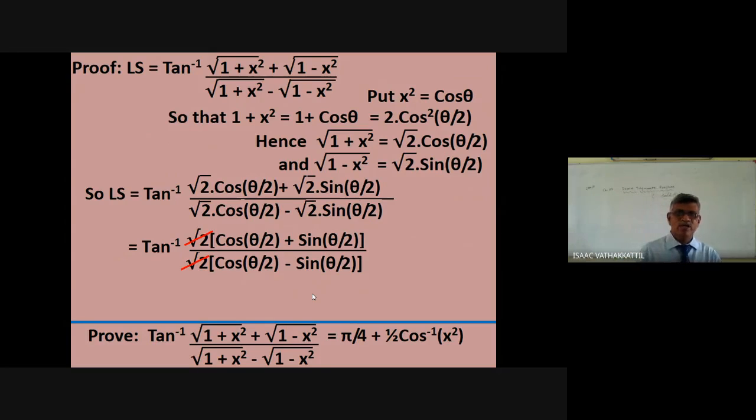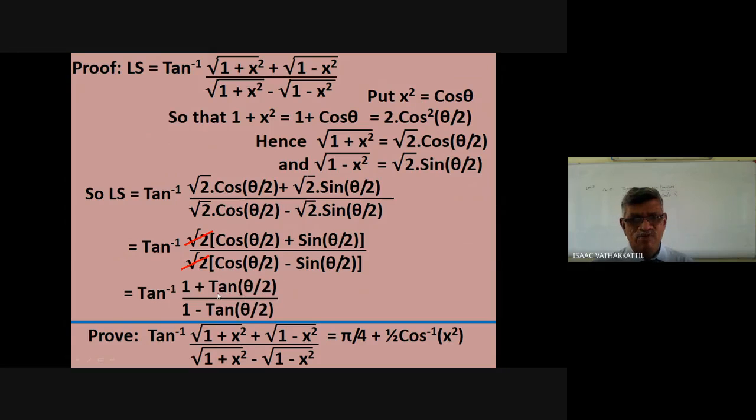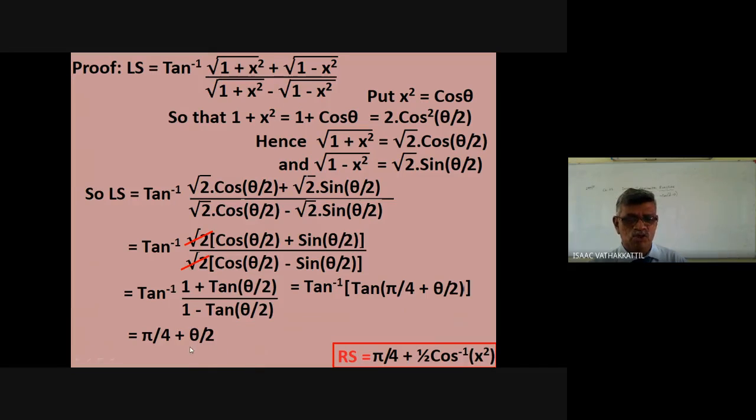When you divide numerator and denominator with cos theta by 2, what you get here is 1 plus tan theta by 2 upon 1 minus tan theta by 2. And we know it is nothing but tan of pi by 4 plus theta by 2. So this is tan inverse tan of pi by 4 plus theta by 2, which is simply pi by 4 plus theta by 2. Theta by 2 is half theta.